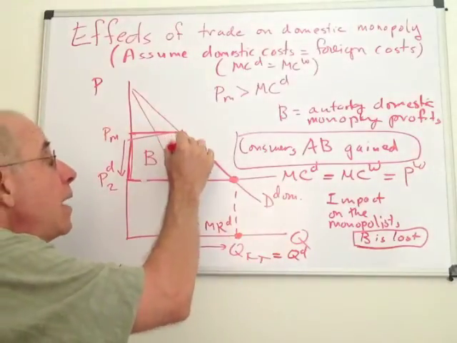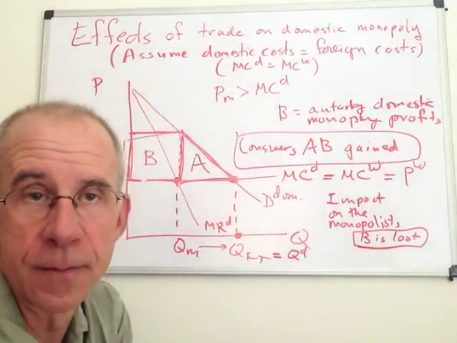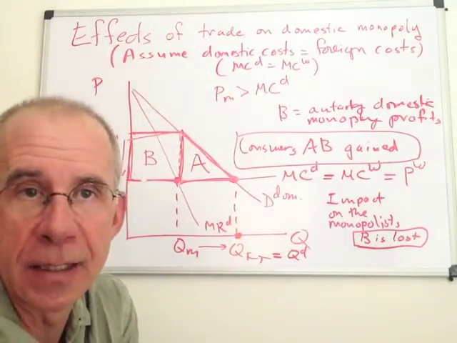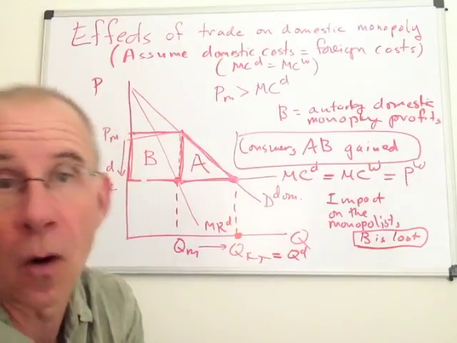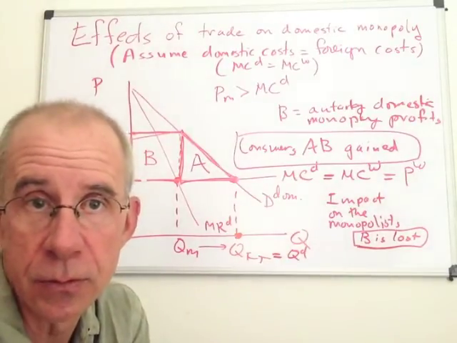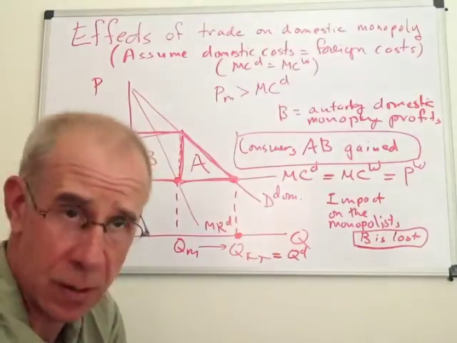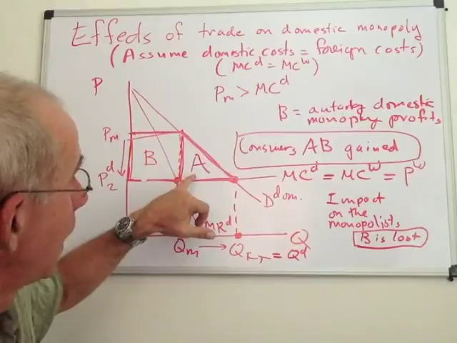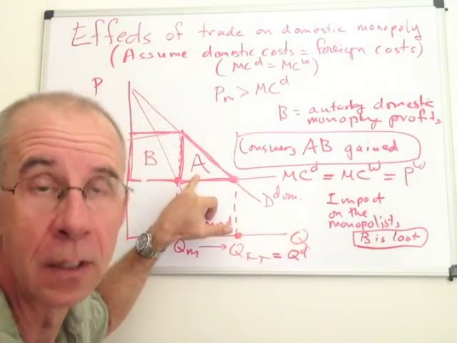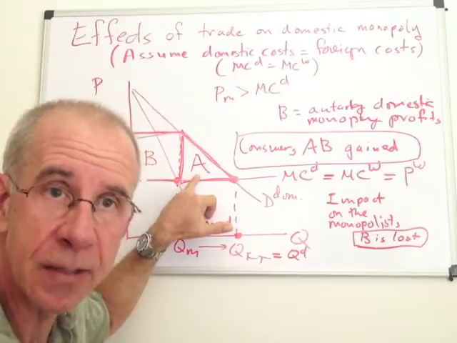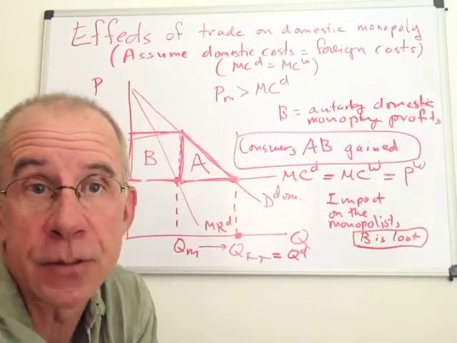But what you do have is a net gain of A. A is the excess of consumer surplus gain over the producer loss inside the domestic economy as a consequence of the lost profits. A are the consumers that are now priced into the market, if you will. That's a consumer surplus gain associated with new consumers who can now buy this product because of the international competition.